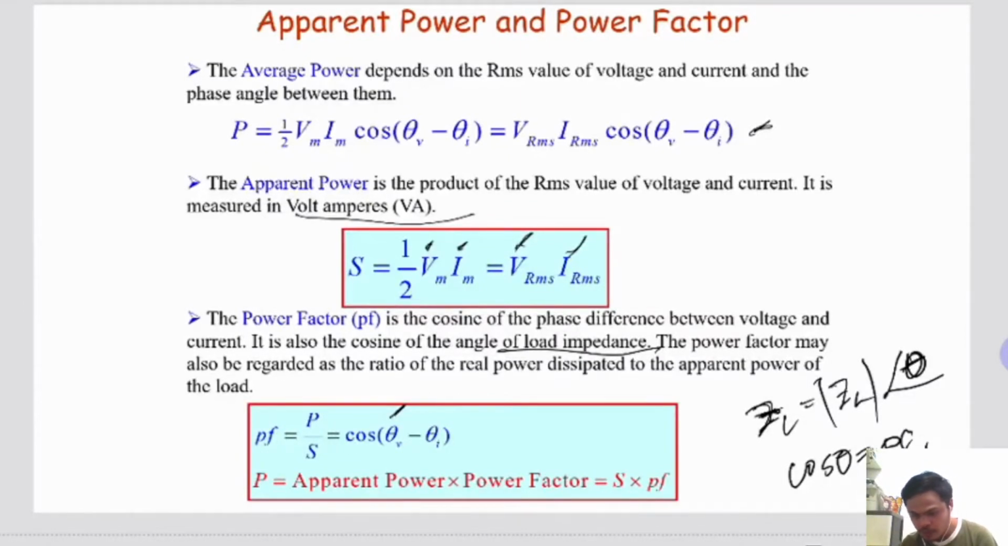The power factor may also be regarded as the ratio of the real power dissipated to the apparent power of the load. So your power factor is also the ratio of your real power and your apparent power of the load.